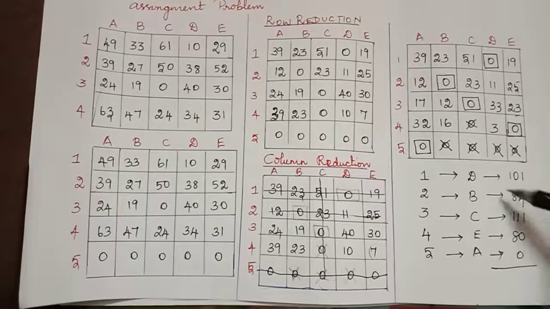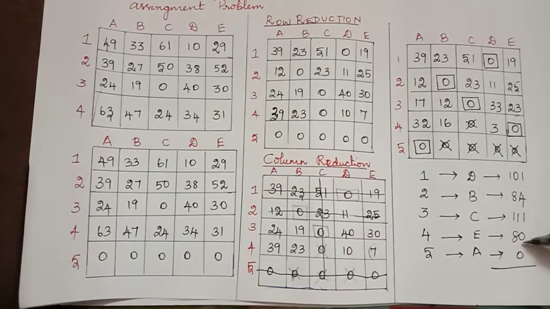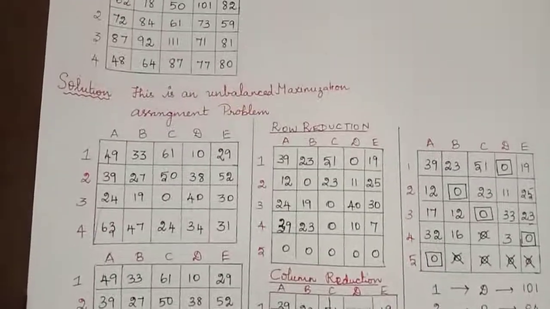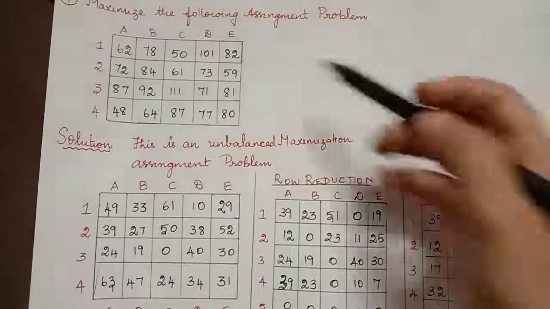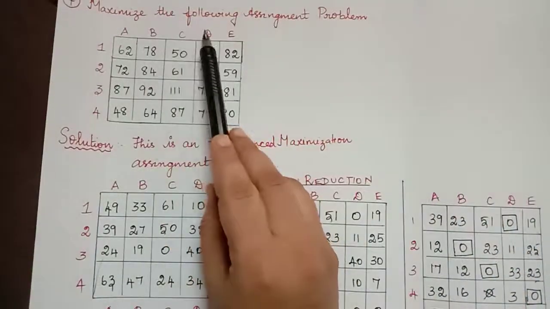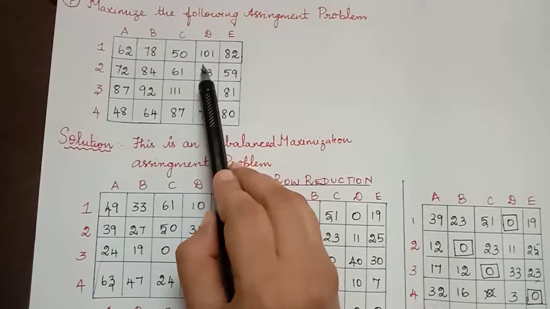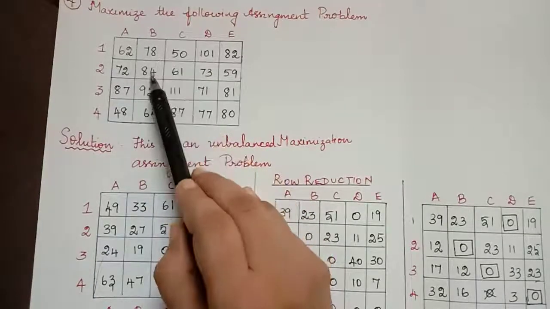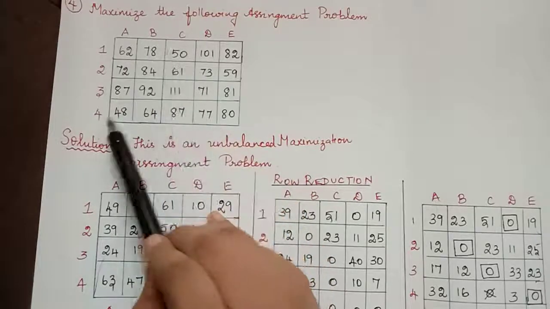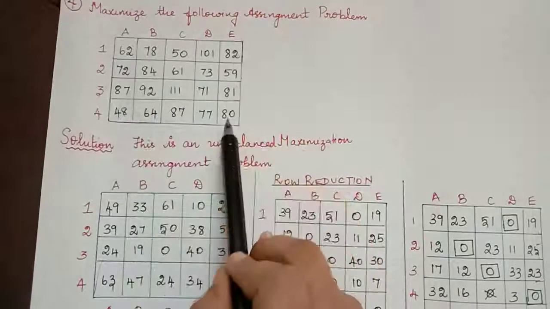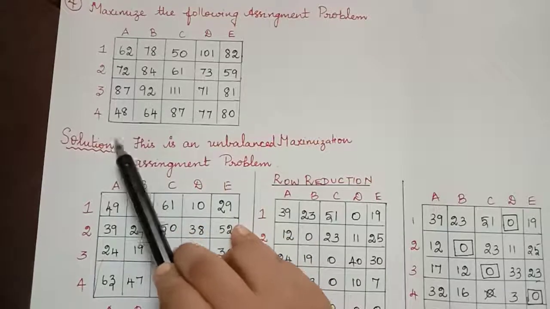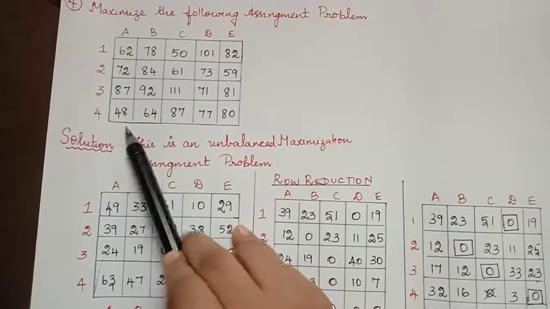Now these cost values have to be selected from the original given matrix. Now 1 has been allotted to D, so it is 101. 2 has been allotted to B, so 84. 3 is allotted to C, so 111, and 4 is allotted to E, which is 80, and 5 is allotted to A, but we don't have a value for A, so it is 0.